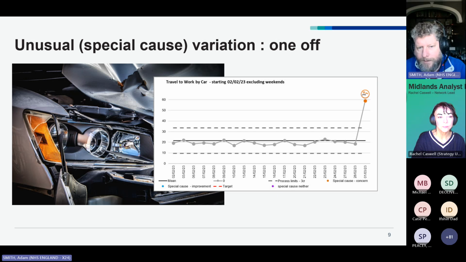About 20 minutes usually to get to work. And then on this one day, it's taken us a lot longer, up to an hour, to get to work because we've had a bump. We have to get out, make sure everyone's okay, exchange insurance details. Car might not work, might need a tow, might need public transport, etc., etc., etc. But hopefully, this is one-off special cause variation because hopefully we aren't crashing that car every single day. So this is a type of special cause variation.